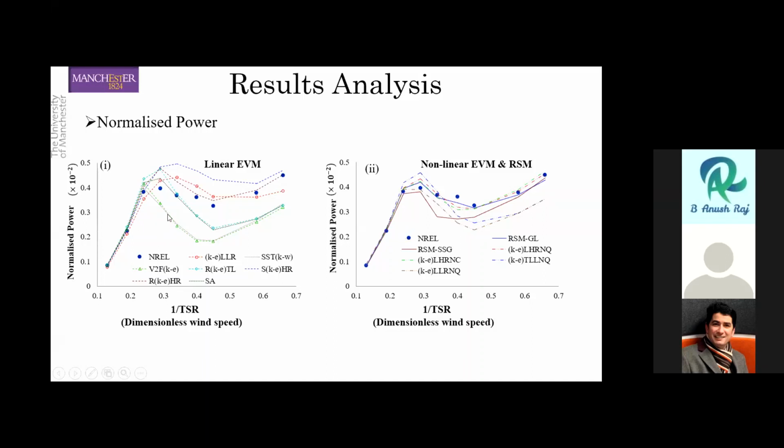But this changed for higher wind speeds, as you can see from here and here, as the models deviate from the experimental data. And those two models for Reynolds stress, Gibson-Launder, and also the models for nonlinear high Reynolds number show quite safe prediction, quite close to the experimental data.